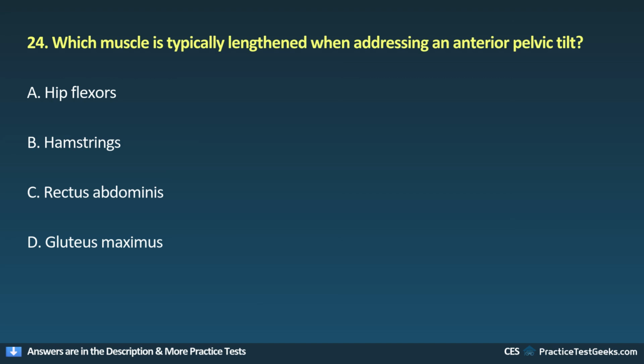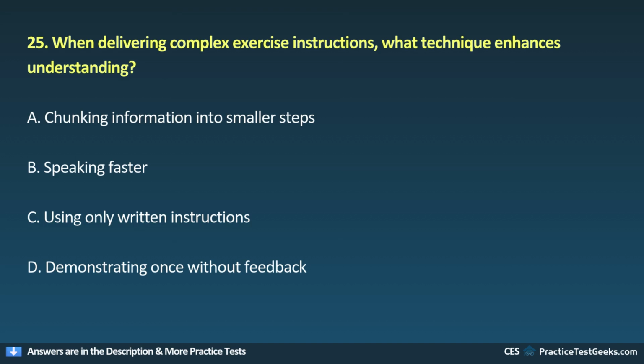24. Which muscle is typically lengthened when addressing an anterior pelvic tilt? A. Hip flexors. B. Hamstrings. C. Rectus abdominis. D. Gluteus maximus.